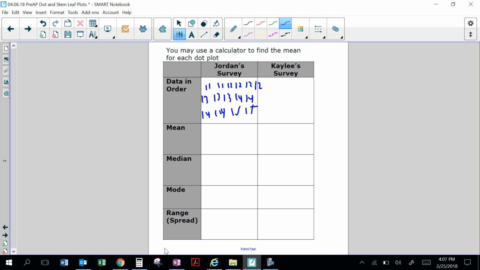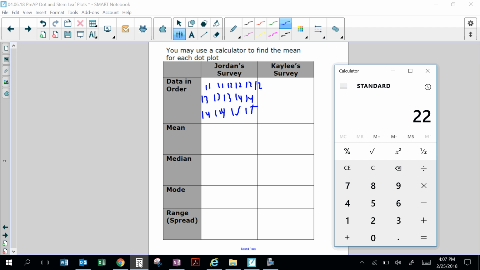Well, I'm going to add them up. Thank goodness for a calculator. 11 plus 11 is 22. 4 times 12 is 48. 3 times 13 is 39. 2 times 14 is 28. Another 2 times 14 is 28. 22 plus 48, 39, 28, 28, and 2 times 15 is 30. So it's 195.